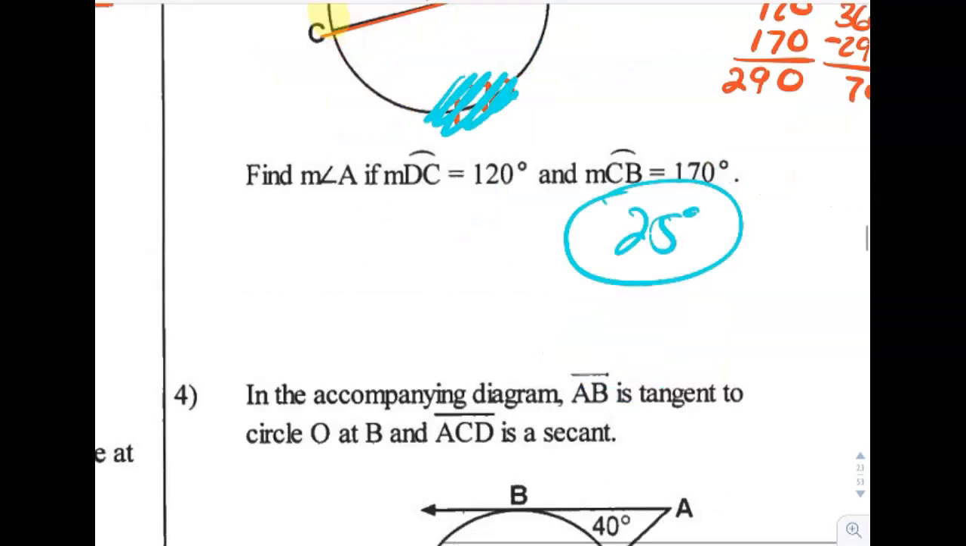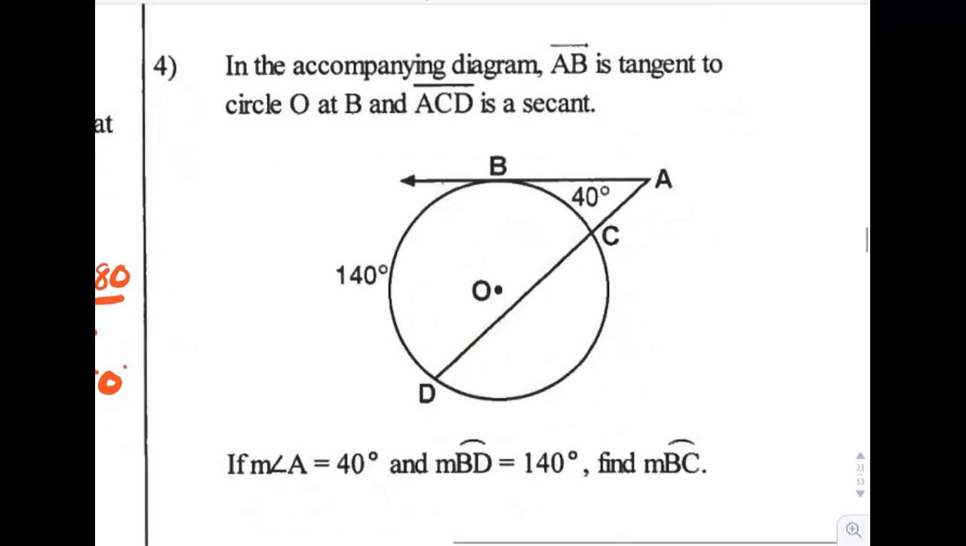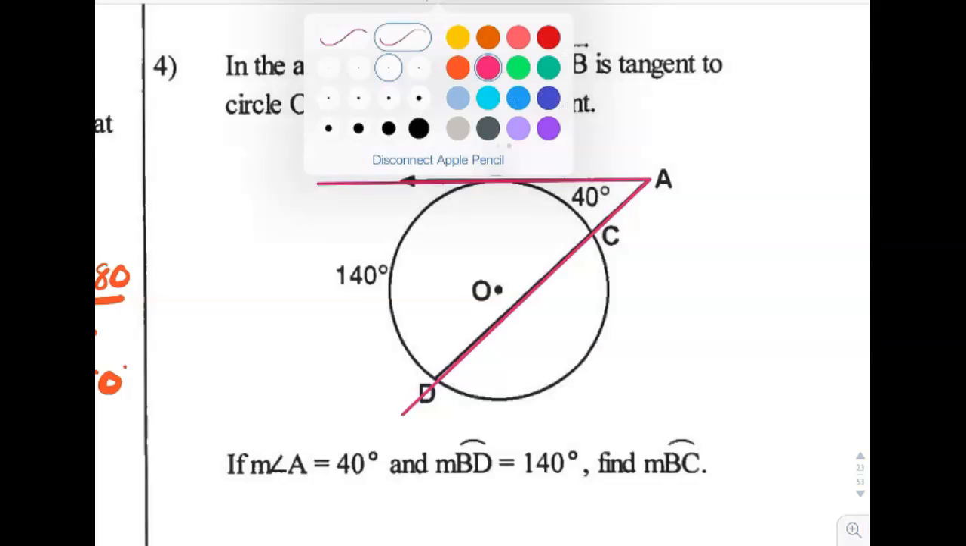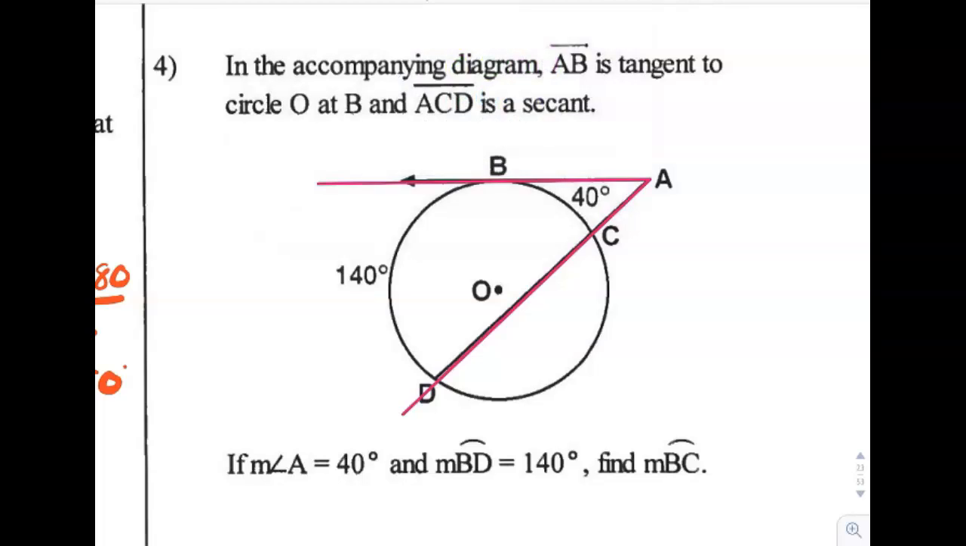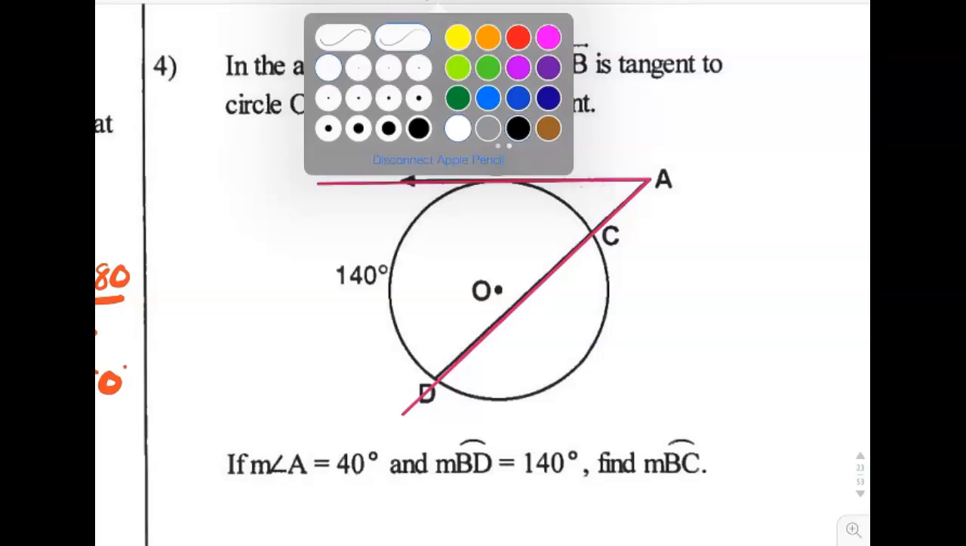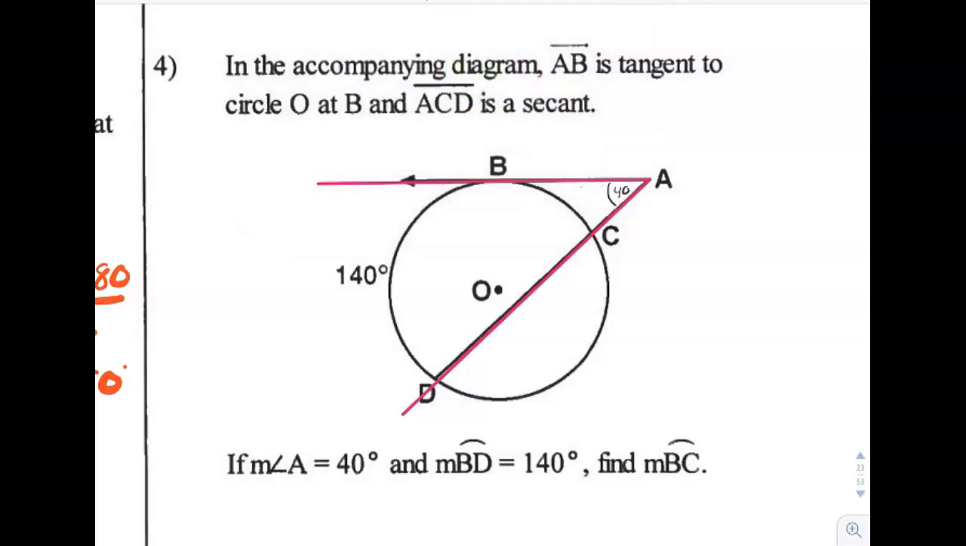One more question for me. Another tangent and a secant. I don't like the way this is drawn because that 40 looks like it could be anywhere. So I'm going to take a minute to clarify this. 40 is really in here. See how it says angle A is 40? So what they really meant, it had a big giant 40 there. It was hard to figure out what they meant.